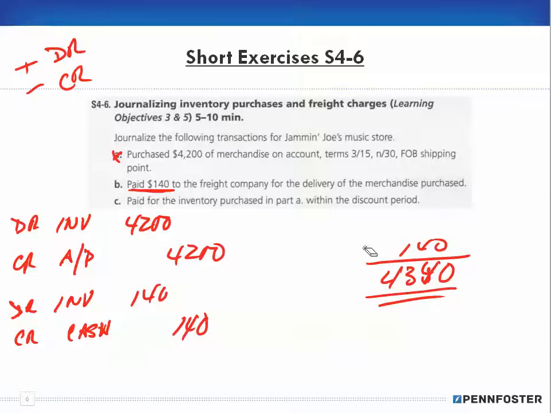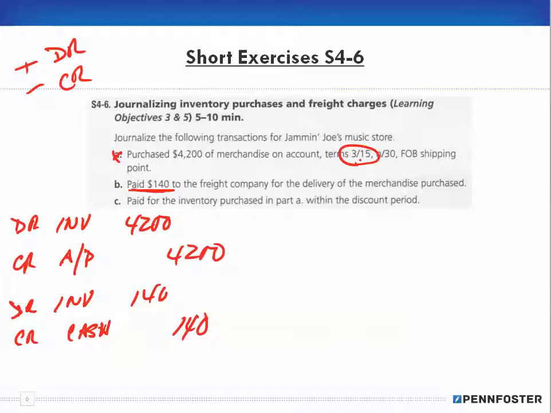So I hope that made sense. All right, so C here, you paid for the inventory purchased in Part A within the discount period. So the discount period is 3% in 15 days. So you're paying for it within the discount period. And so what are you paying? Well, you're paying off the accounts payable.